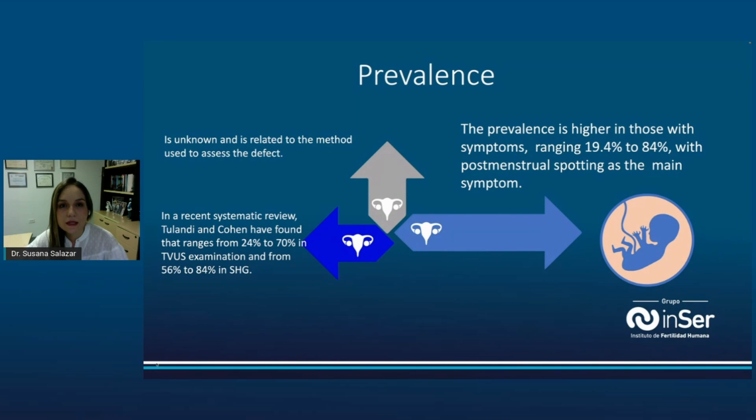The exact prevalence of isthmocele is unknown and is related to the method used to assess the defect. In a recent systematic review, Tulandi and Cohen found that the prevalence of isthmocele ranges from 24 to 70% in transvaginal ultrasound examination and from 56 to 85% in SHG. The prevalence is higher in those with symptoms, ranging according to the literature from 89.2 to 84%, with postmenstrual spotting as the main symptom.